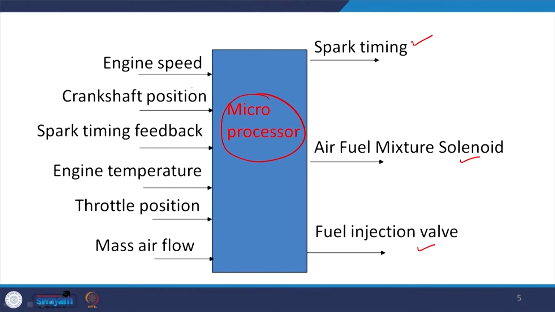Now, the output of the microprocessor system is the spark timing and air fuel mixture, and of course, this controls the solenoid here, that is mixture control through the solenoid, and there is a fuel injection valve. So the power and speed of the engine are controlled by varying the ignition timing and the air fuel mixture.